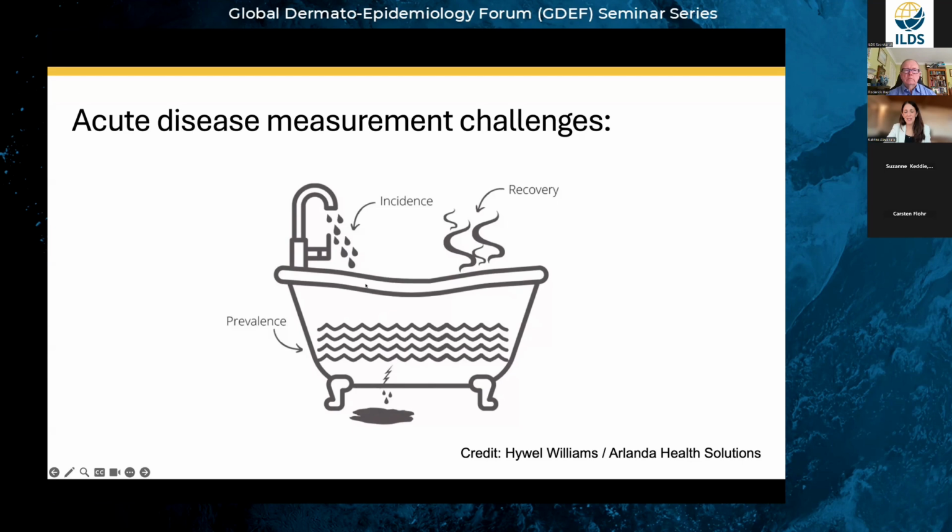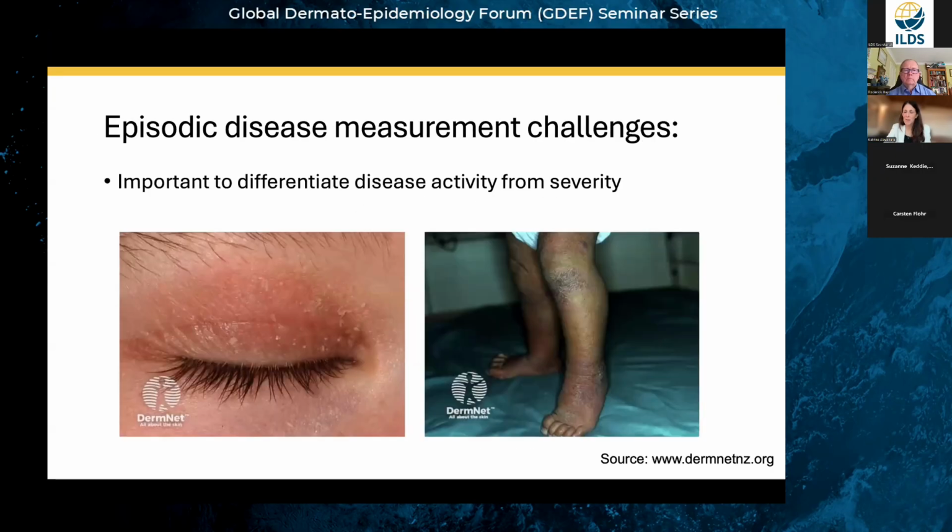There's also some recurrence. If you're thinking about acute disease, say impetigo, that's short-lived, it may be very hard to measure that because it comes in and comes out very quickly. Whereas a chronic disease may be easier to capture because it's in the bathtub for longer and you may be able to ascertain it when you do surveys or studies. But there's also a number of challenges to study episodic disease. So it's very important to differentiate disease activity from disease severity in this case.